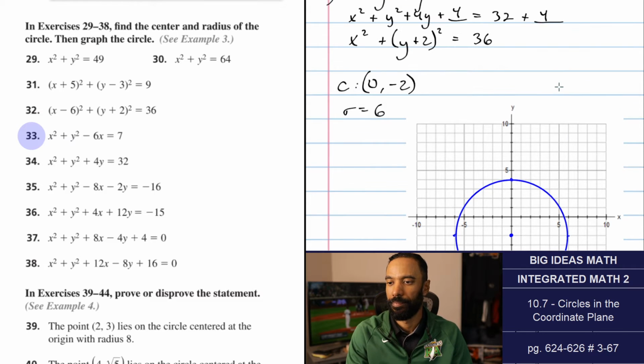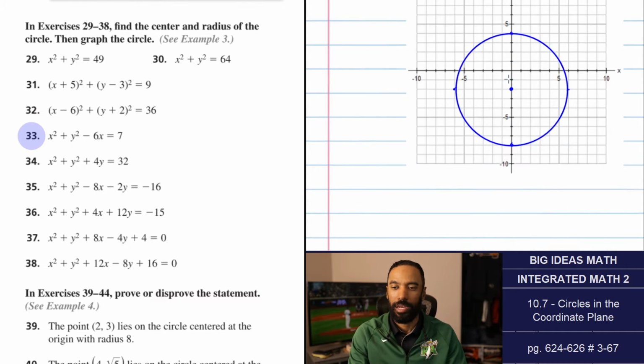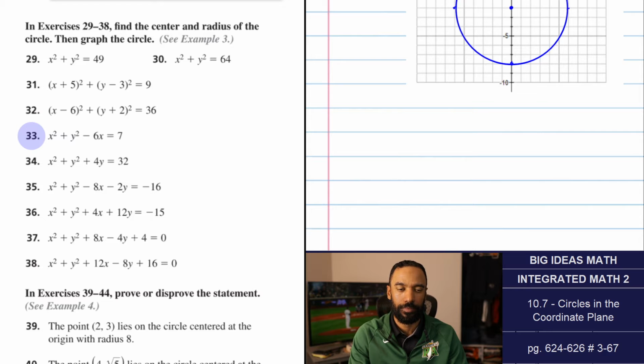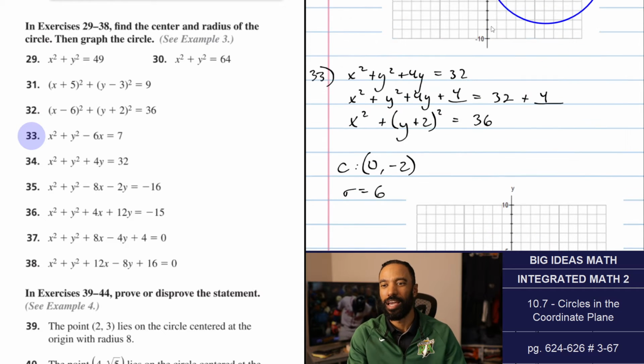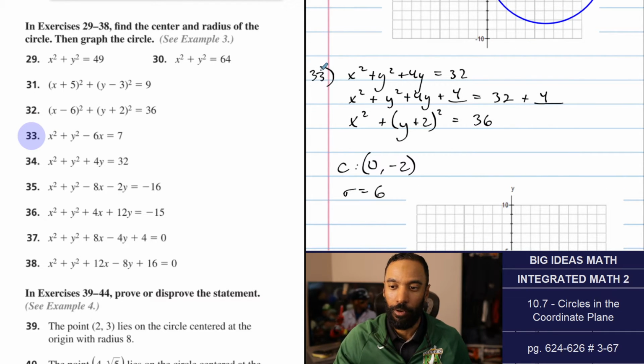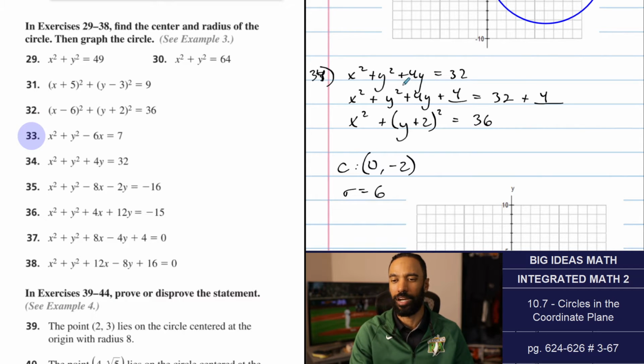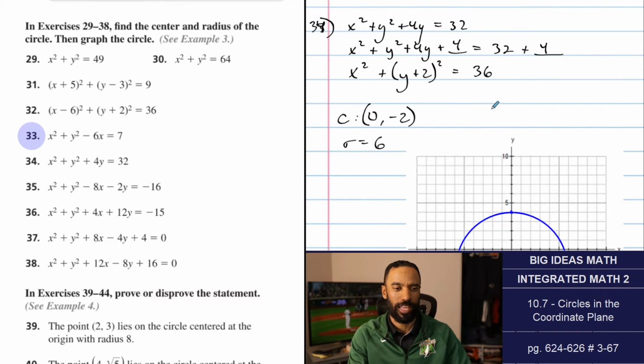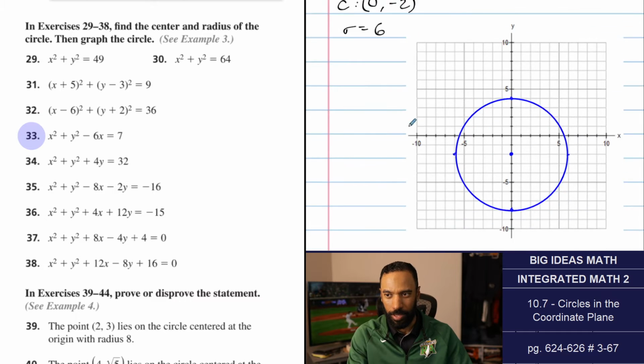Boom. Okay. Cool. All right, number 34. x squared plus y squared plus 4y equals 30. I did the wrong problem. All right, so this was 30. Okay, sorry, guys. Hopefully this timestamp stuff will work itself out. Number 34 was... number 33 is right there. That's 34. Sorry about that.